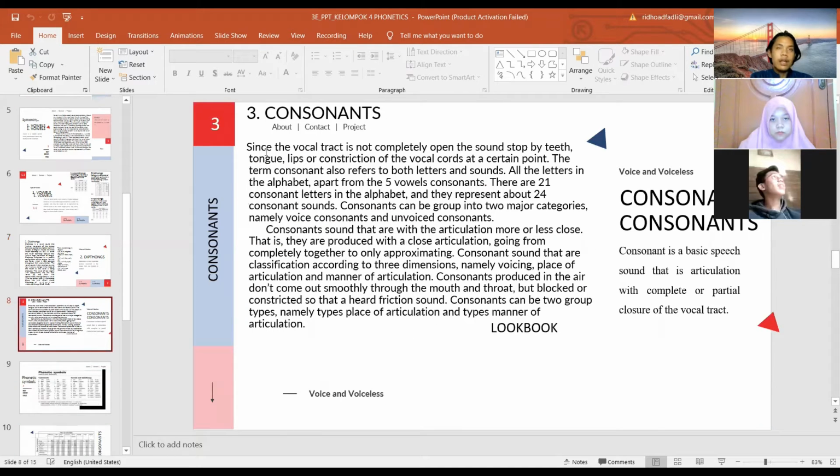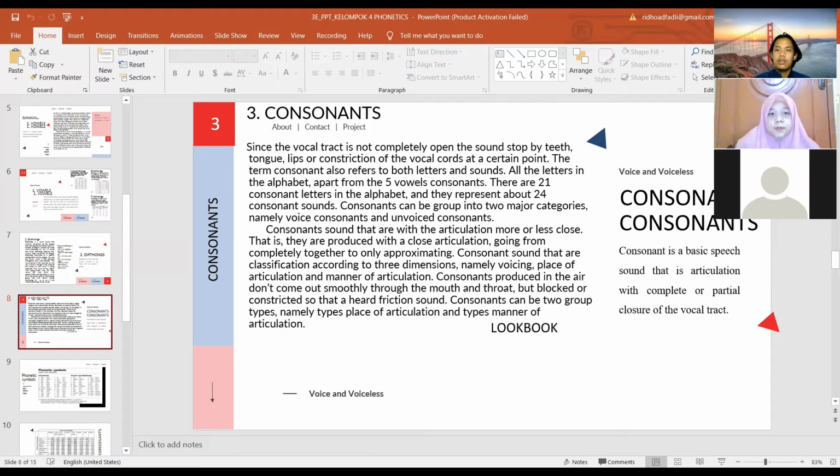Next, Salsabila Rizki. So, I will explain about consonants.